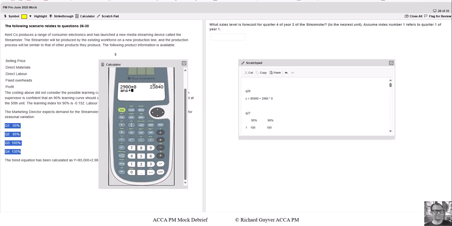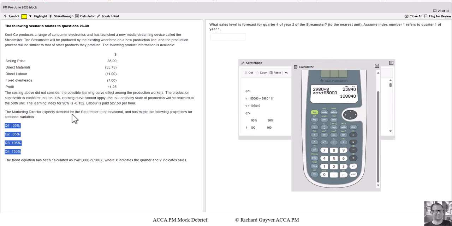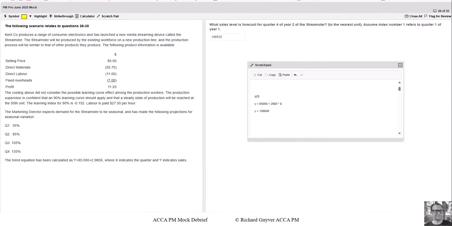Using my calculator, that gives a value of y of 108,840. But now we need to do the seasonal adjustment. If it's Q4, then it's 135%. So we multiply by 1.35, giving us 146,934.